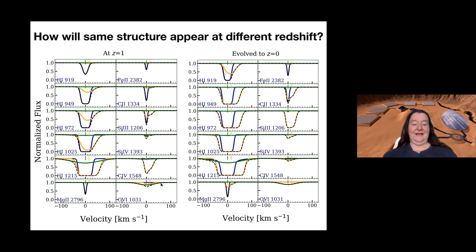And we see that at redshift 1, we could have a situation where we had more photoionized gas that would completely dominate this collisional ionization.